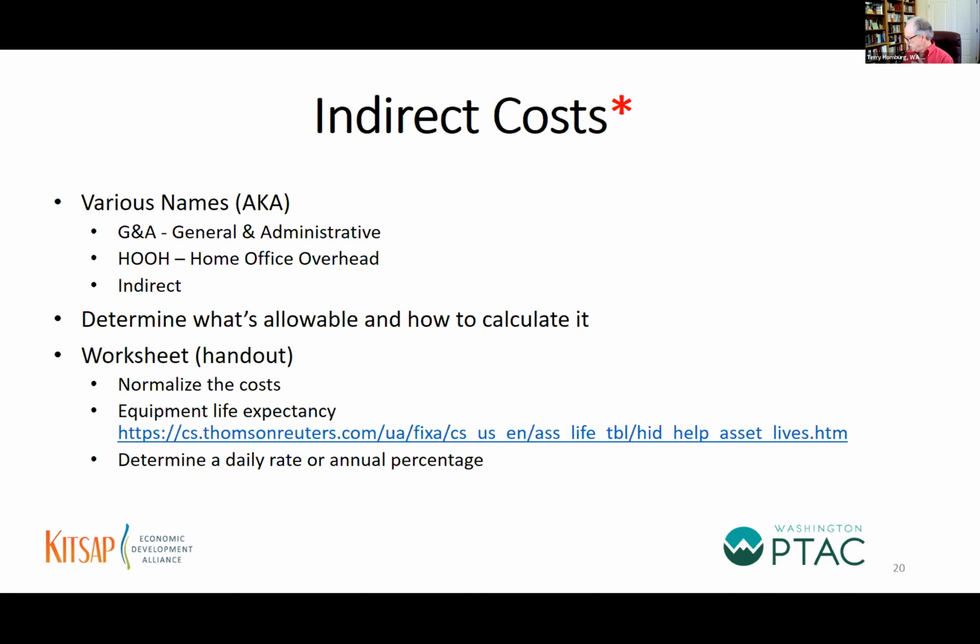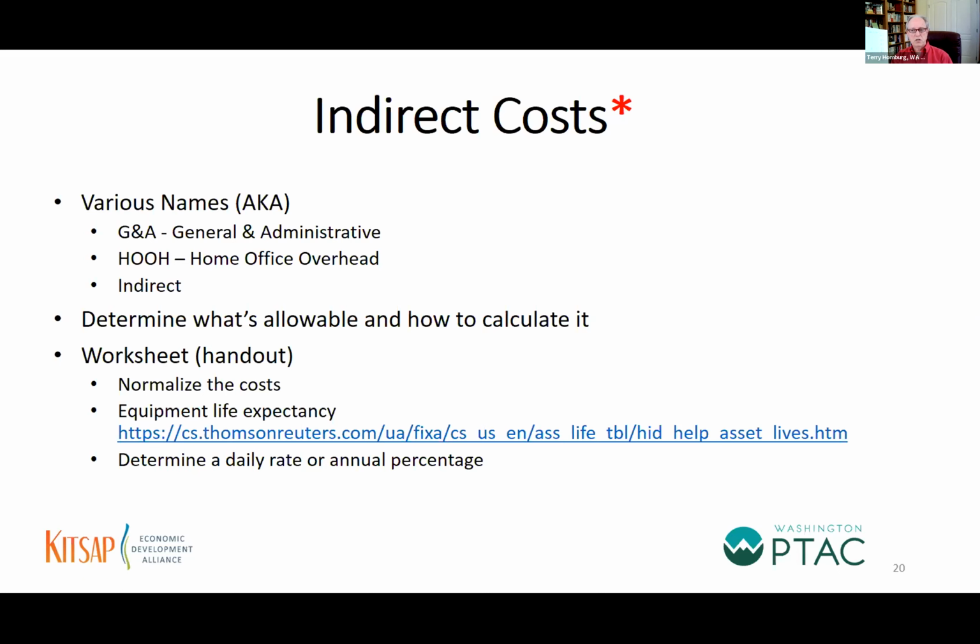We have a worksheet for that. I have helped about 3 companies this past year develop their indirect costs, and they're now using it in their proposals. So here's another handout. It's a 1-page handout, and it's titled Federal Contract Overhead Expenses.